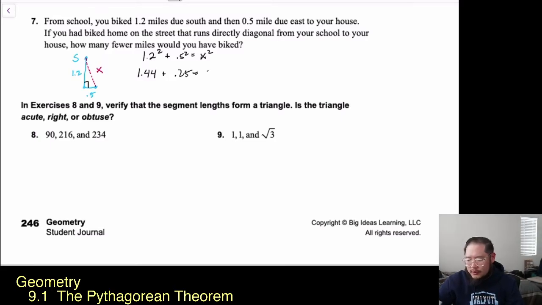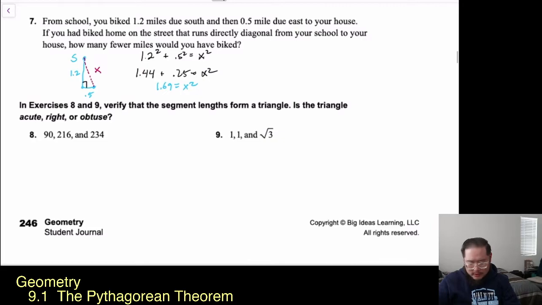So now let's go ahead and simplify all of this. We got ourselves 1.69 is equal to x squared. And then don't forget, in order for us to get rid of that exponent, we square root both sides. And x is now equal to approximately 1.3.